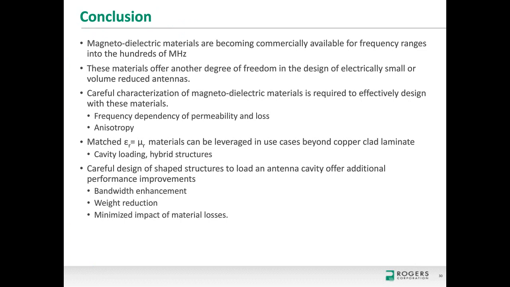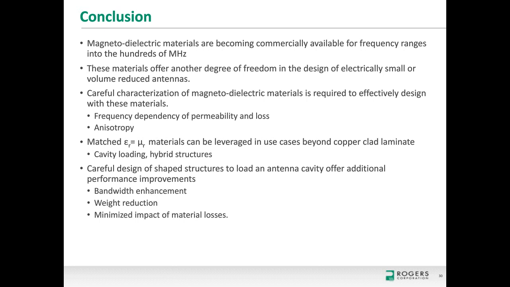So that kind of concludes our introduction to magnetodielectric material. These are materials that are now becoming commercially available for frequency ranges into the few hundred megahertz range. You really can think about them as fundamentally another degree of freedom in the design of an electrically small antenna. And to effectively design with these, you need a good starting model for the material. And that model needs to include frequency dependency, permeability, and loss, and an understanding of the anisotropy of the material.